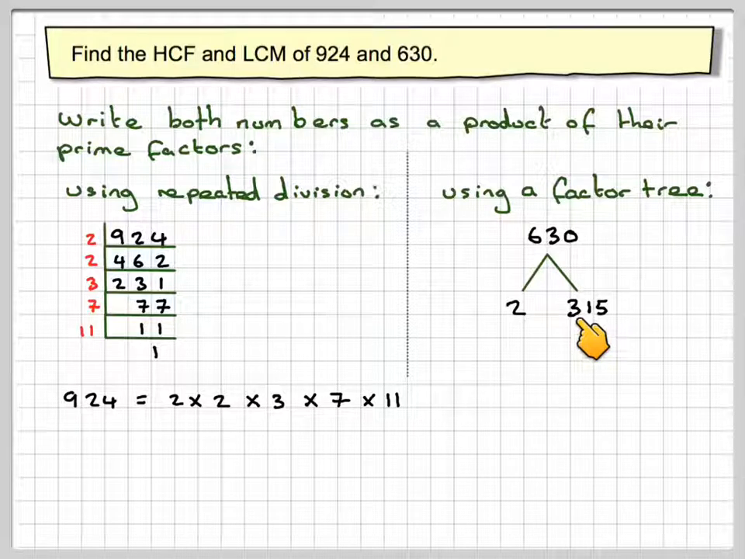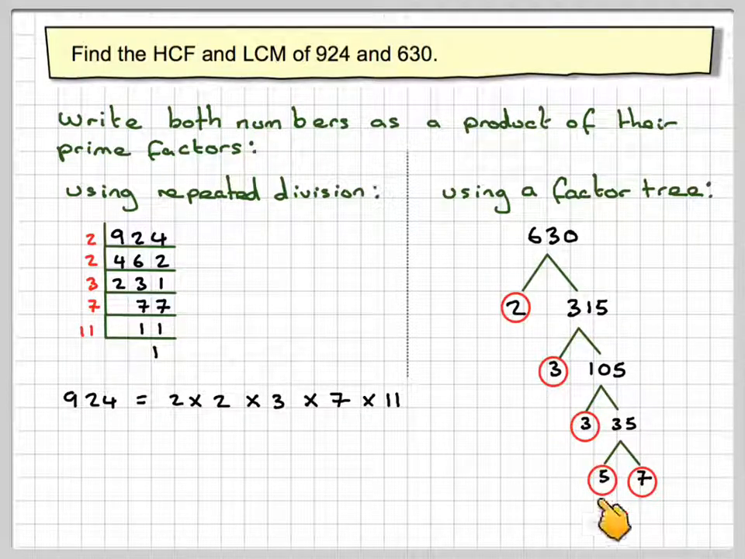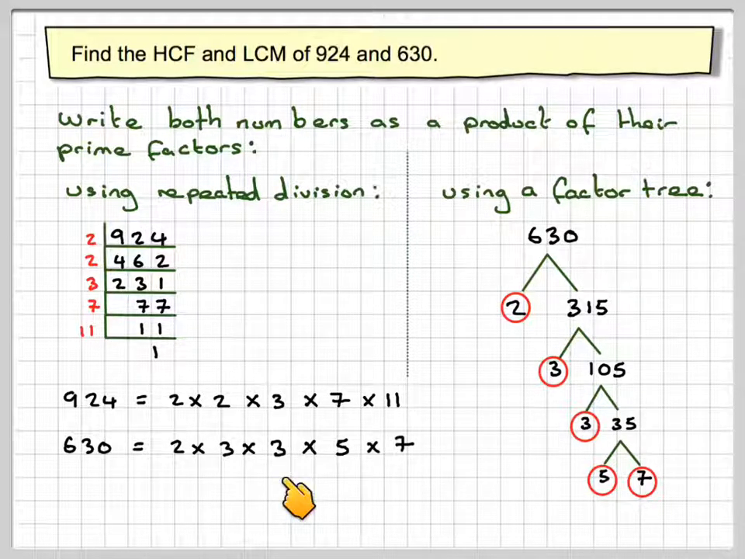Okay, 2 doesn't go into 315 because it's odd, but if you do 3 plus 1 plus 5, you get 9, which means it's divisible by 3. So 3 goes into 315 105 times. Again, 1 plus 5 gives you 6, so that's divisible by 3. And 3 goes into 105 35 times, and then 35 can be divided by 5, and it will give you 7 left over. So all these are the prime factors of 630. I'm going to write 630 is equal to 2 times 3 times 3 times 5 times 7.